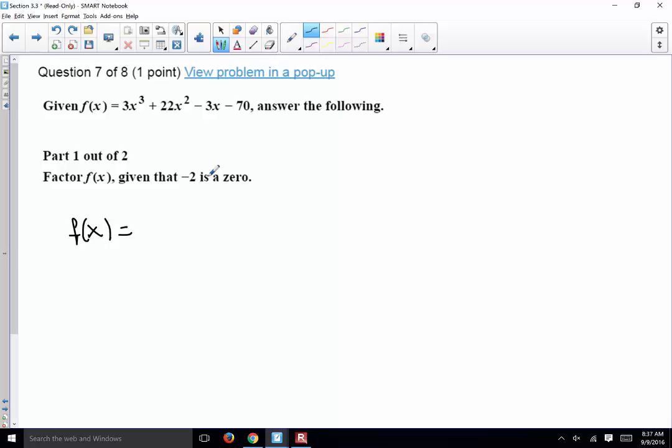What's that? Yeah, when we divide by x plus 2, there is no remainder. That means x plus 2 is a divisor, or more properly, x plus 2 is a factor. So can I put here x plus 2? Start this question with x plus 2.